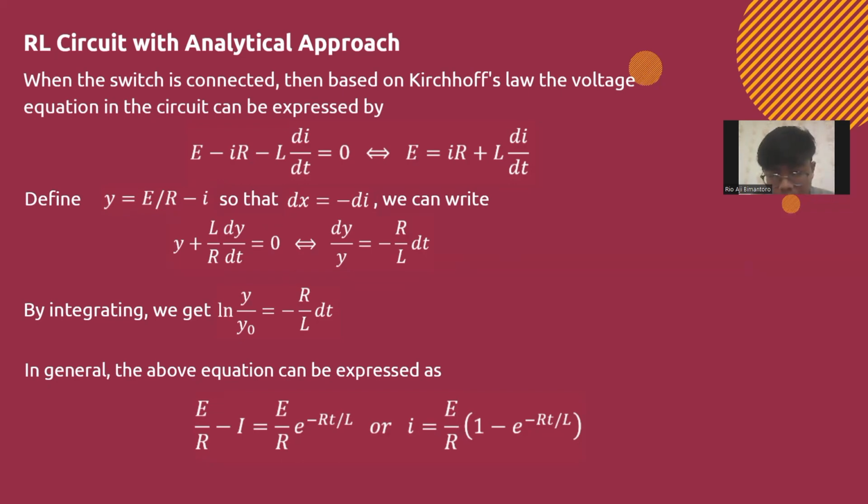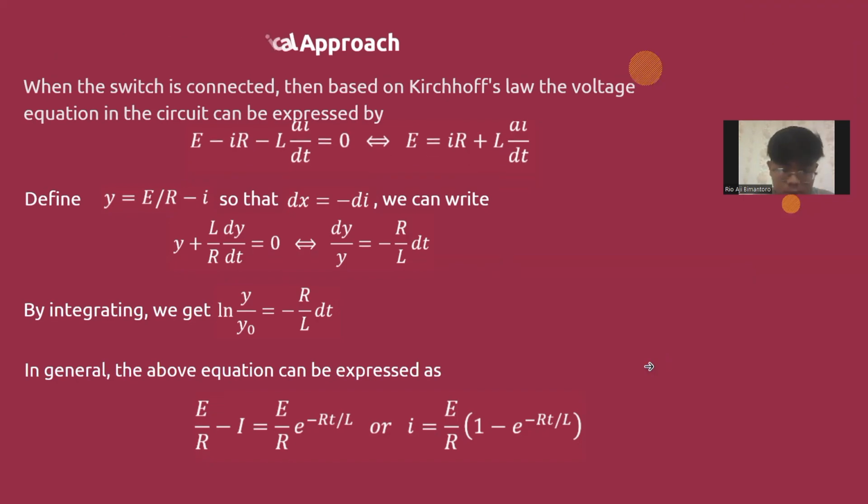And then we know that at t is 0 the value of y is equal to y0, and we remember that I is 0. So in general, the above equation can be expressed as I equal to E over R times 1 minus e power minus Rt over L. Next.